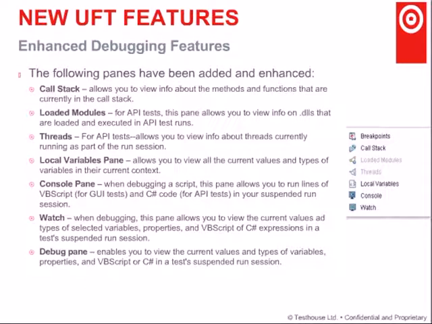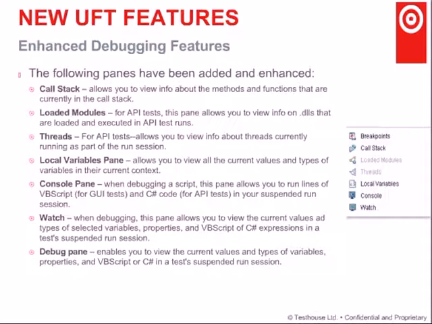Local variables pane allows you to view all the current values and types of variables in their current context. A console pane. When debugging a script, this pane allows you to run lines of VB script for GUI tests and C# code for API tests in your suspended run session. Watch. When debugging, this pane allows you to view the current values and types of selected variables, properties, and VB script or C# expressions in a test's suspended run session.